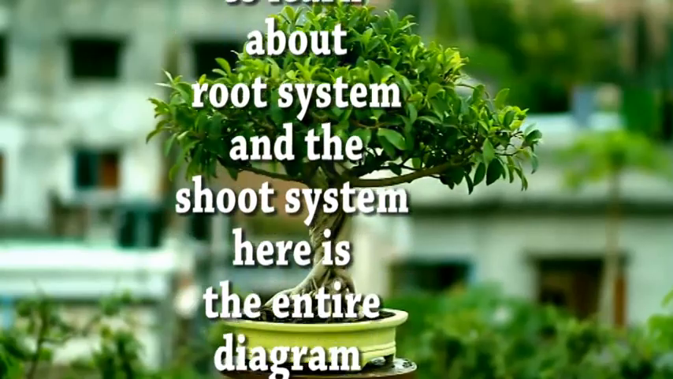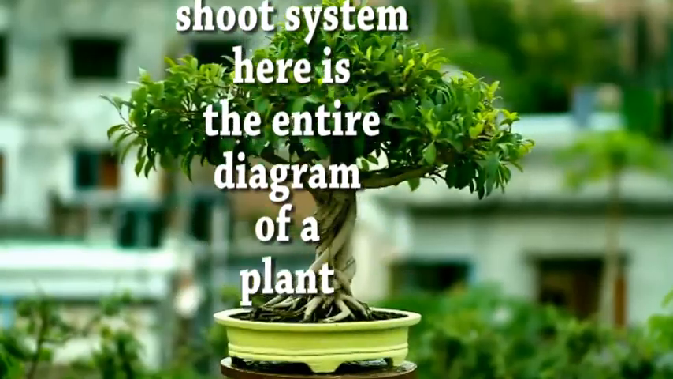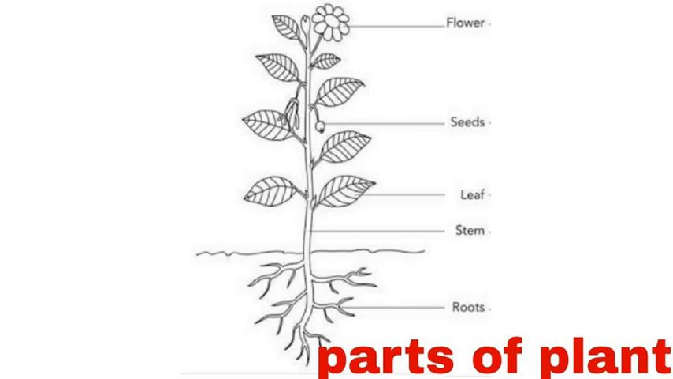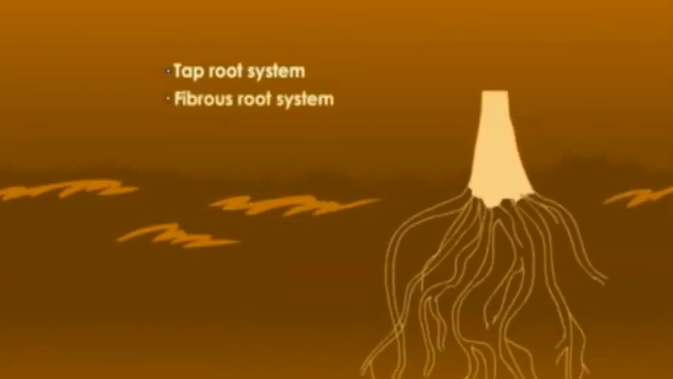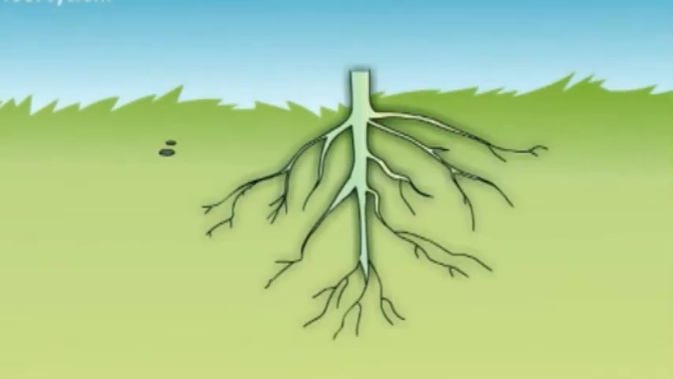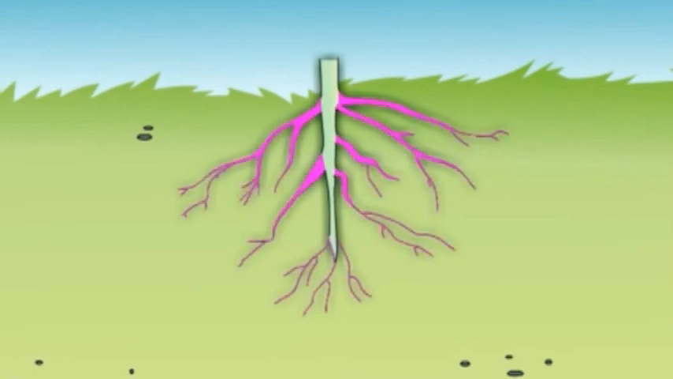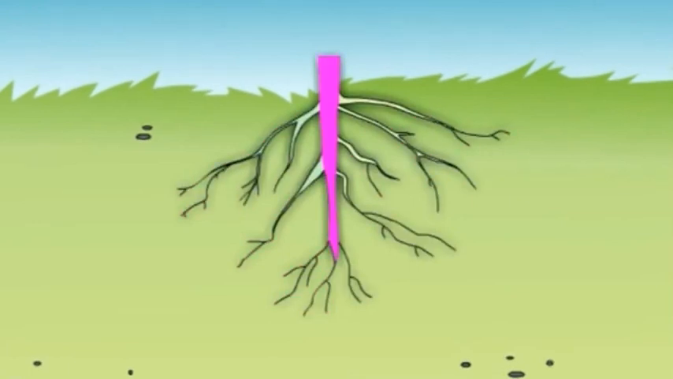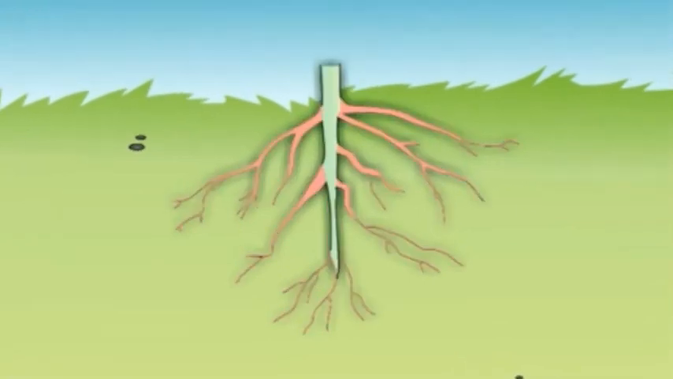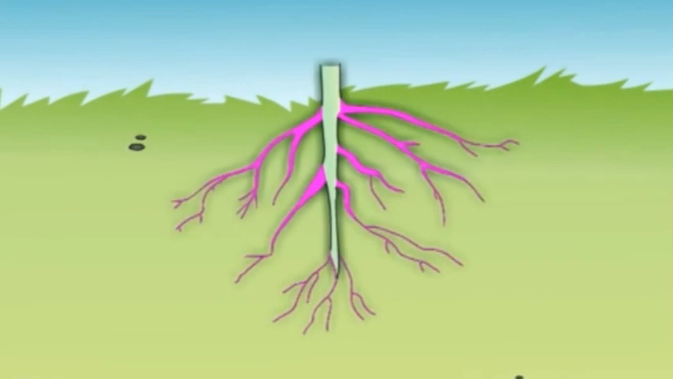Here is the entire diagram of a plant where this is the root. Can you see the roots? These roots are present under the surface of the earth. These roots mainly help in absorbing the food materials and water from the soil and supply to the rest of the plant parts. So this area is called root system. The roots which are located under the ground, this is known as root system.